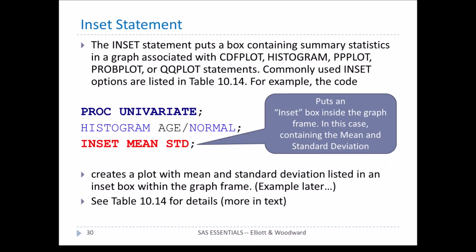And then, as we mentioned earlier, there's this inset statement. The inset statement puts a box containing summary statistics in the graph associated with various option statements. The way it works is we have the PROC univariate, histogram age / normal, and then as a separate statement we have inset, and then a list of variables we want to have in our inset box. In this case, mean and standard deviation.